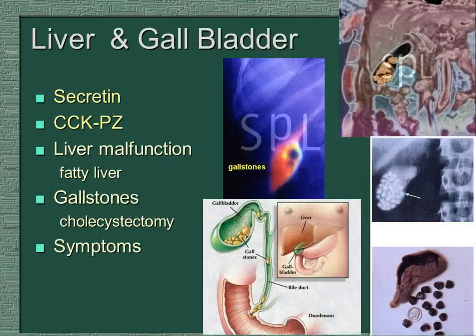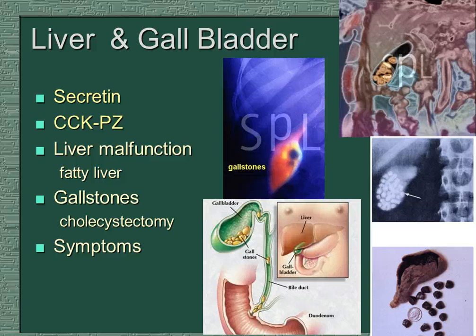Okay. Hormones involved here. Okay, I've mentioned CCK, which causes contraction of the gallbladder. Secretin, by the way, tells the liver to up bile production. Mentioned fatty livers, mentioned gallstones.